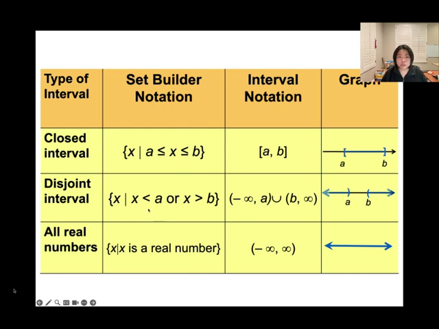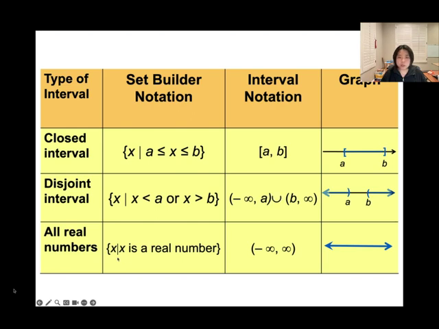And this one, we call this a disjoint interval. Your x is strictly less than a or x strictly greater than b. So you can see from the graph, this is disjoint, okay? They are not connected together. And then we could use the union. This means or, okay? x is going to be strictly less than a or x strictly greater than b here. Okay, this is union, or.